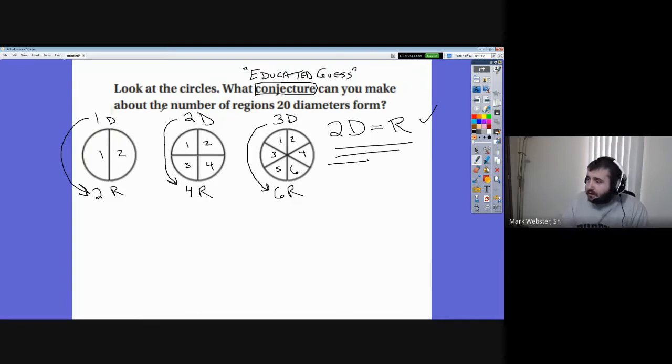So now let's answer this question. The number of regions that 20 diameters makes. Well, look, here we've got our pattern. So let's plug it in. 2 times the number of diameters.